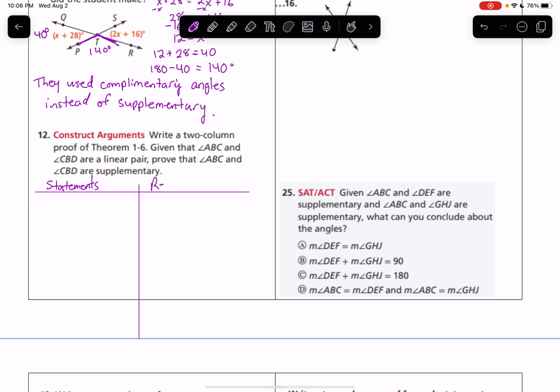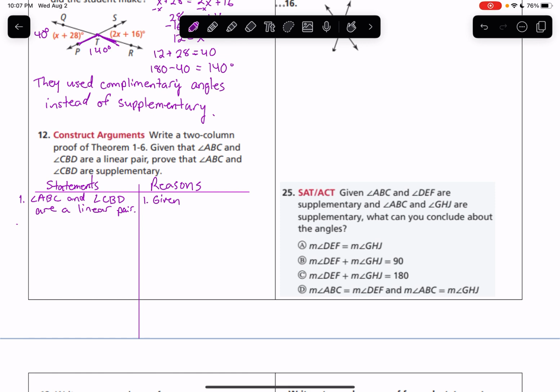And of course, they start out by giving us the first statement, right? Given that angle ABC and angle CBD are a linear pair. So step 1 is that angle ABC and angle CBD are a linear pair. Right, that's given. We know that. We should all have the same first step.